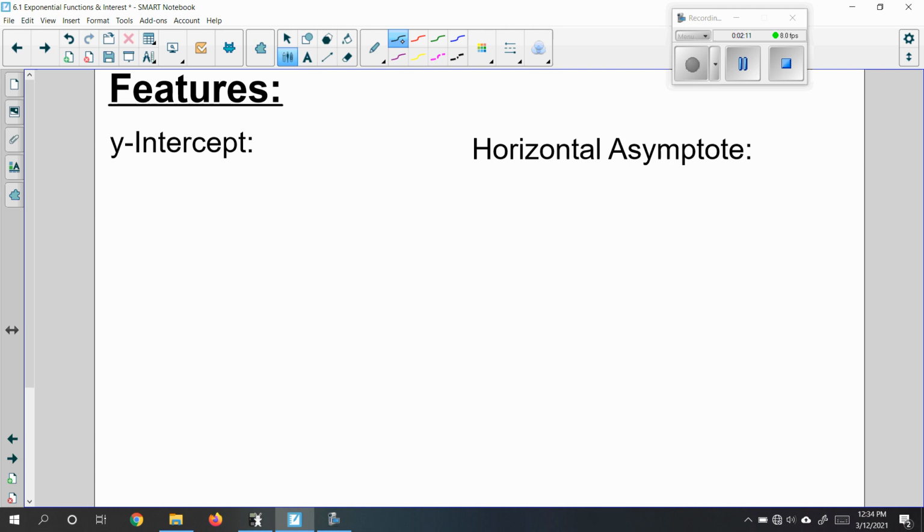Now we'll explore some features. If I have some exponential function, y equals a times b to the power of x, the y-intercept is when x is 0. So an exponential function has a y-intercept of a times b to the power 0, but recall from Algebra 1, anything to the power 0 is equal to 1. So the y-intercept of an exponential function is a.